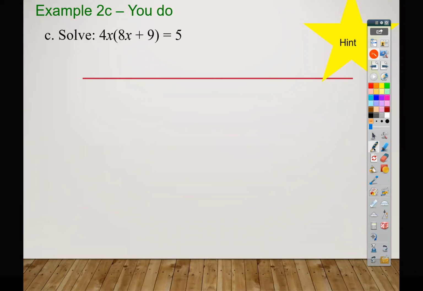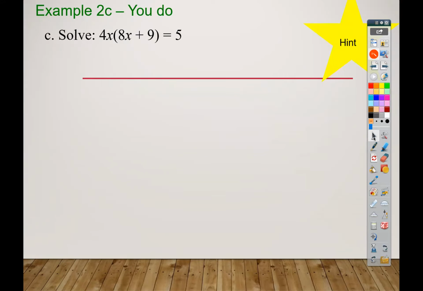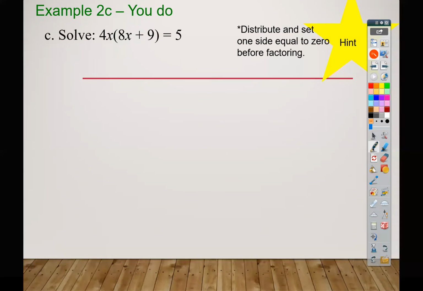Solve 4x times (8x + 9) equals 5. All right, so I have a hint here. So let's see what that says. It says distribute and set one side equal to 0 before factoring. Okay, so you have to set one side equal to 0, right?